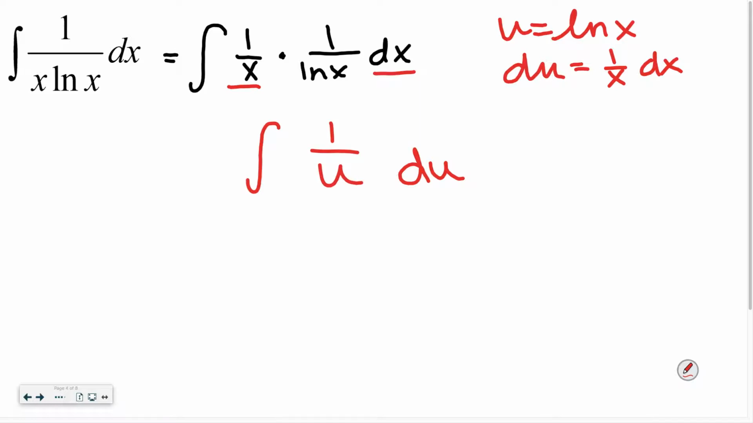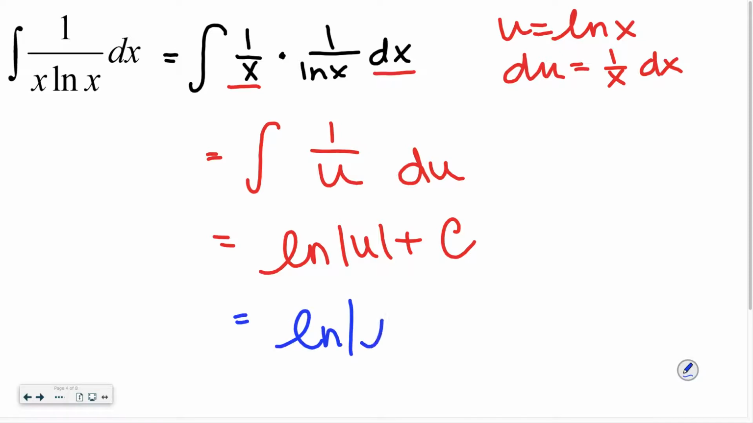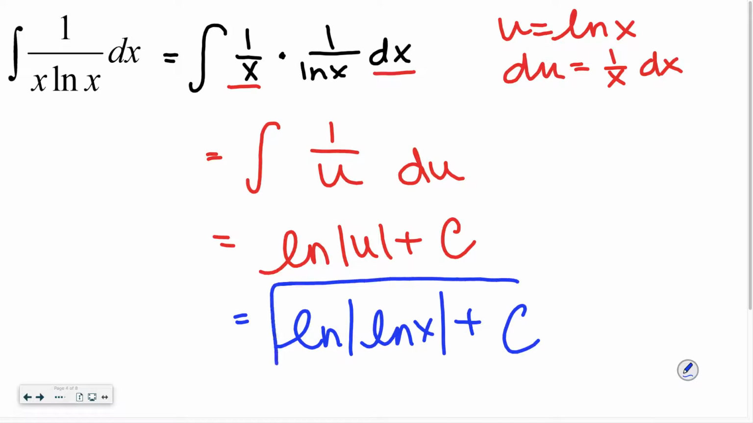Which kind of seems awkward, right? That we replace the natural log and we still have 1 over u. Our answer is going to be funny. Okay, so the antiderivative is the natural log of the absolute value of u plus c. But u is natural log of x.